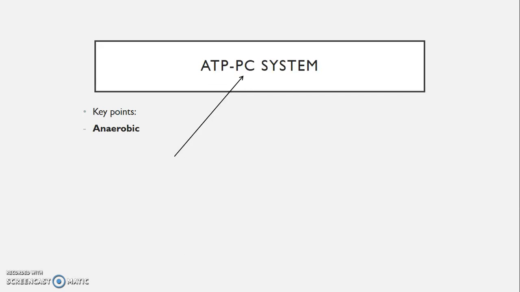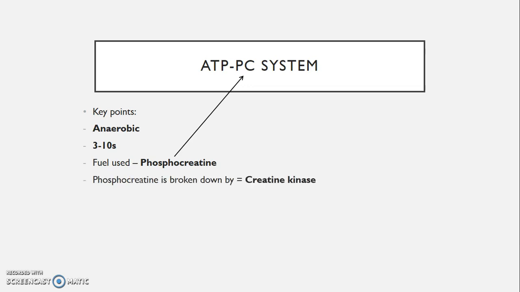Key points about this system: it's anaerobic, i.e. it does not need oxygen to create energy. It lasts between 3 to 10 seconds, so it's for short duration, high intensity activities. The fuel used is phosphocreatine. It is in the name of the actual system, the ATP-PC System. That gives away what the fuel is. It's the PC that I've pointed the arrow to there.